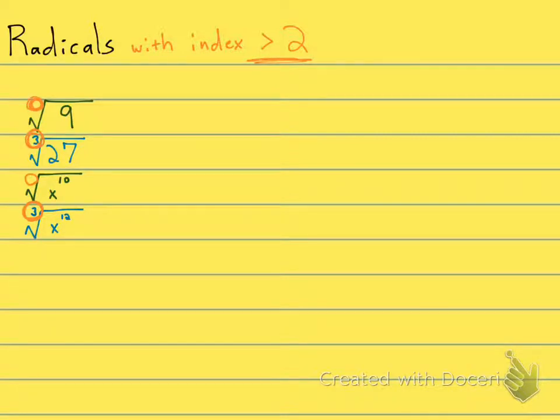Well, if there's no index written there, it's always assumed that it is 2. Okay, and that's why we call it a square root. If it has a 3 in there, sometimes we refer to that as a cubed root. All right, so that word is index.